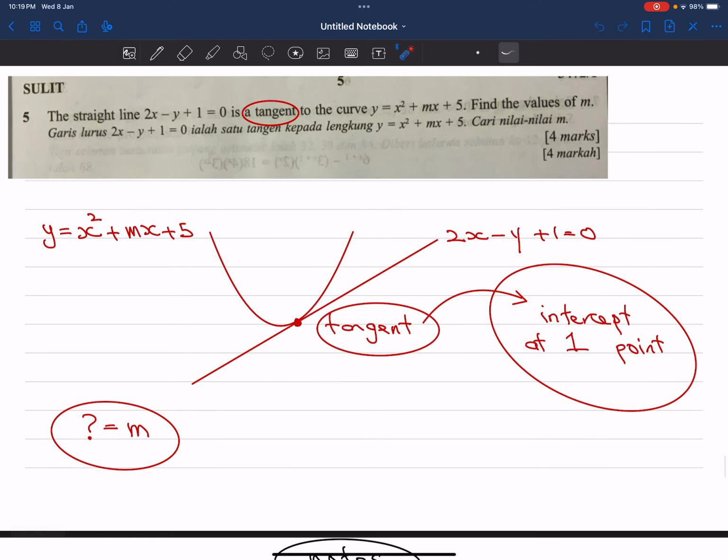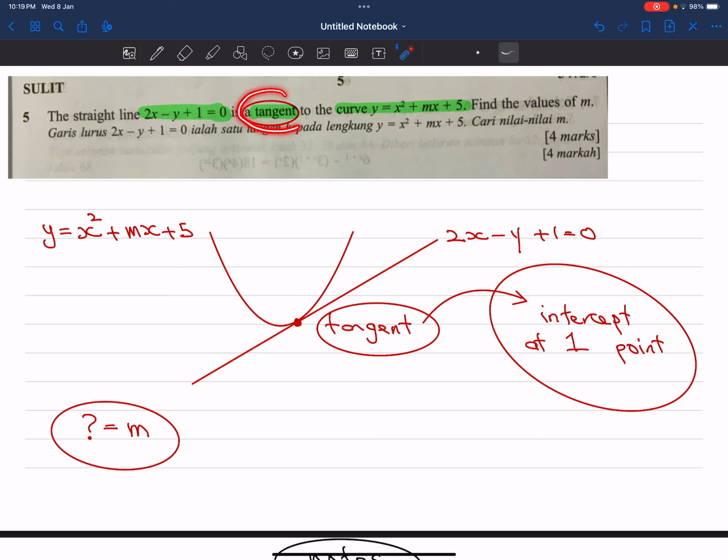Topic: quadratic function. The straight line 2x minus y plus 1 equals 0 is tangent to the curve y equals x squared plus mx plus 5. Now the first thing I do is I draw the diagram. As you see here, a straight line. So I draw the straight line with the equation of the straight line.